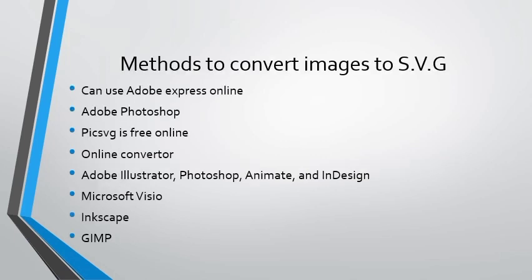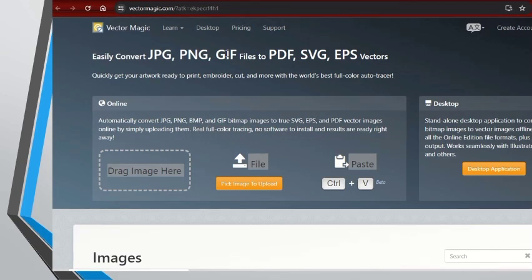Some of the major methods that one can use to convert a PNG or a JPEG file into SVG are through Adobe Express Online, Adobe Photoshop, Pix SVG, a free online converter, Adobe Illustrator, Animate, InDesign, Microsoft Visio, Inkscape, and GIMP.